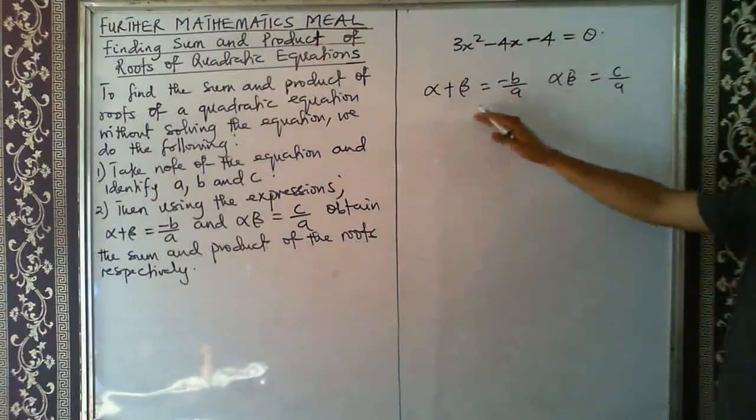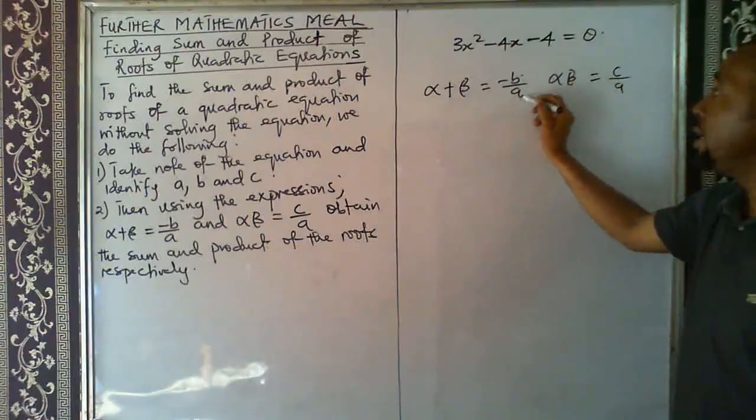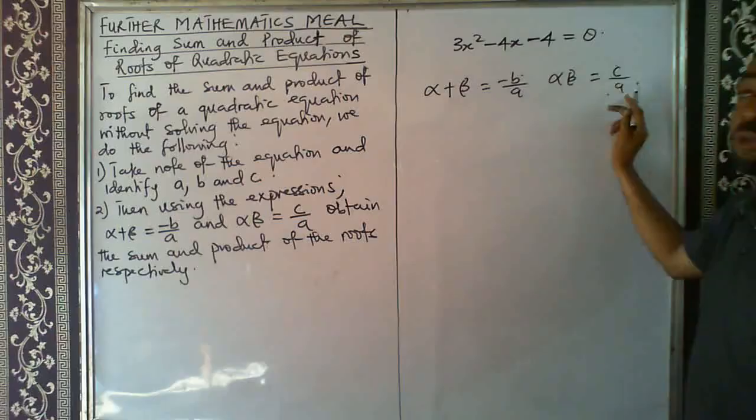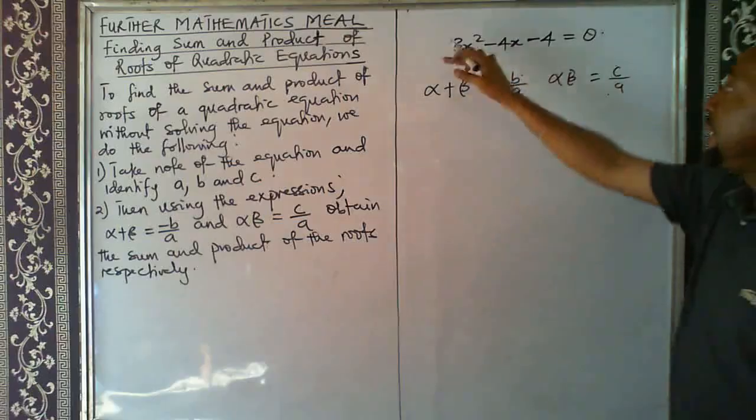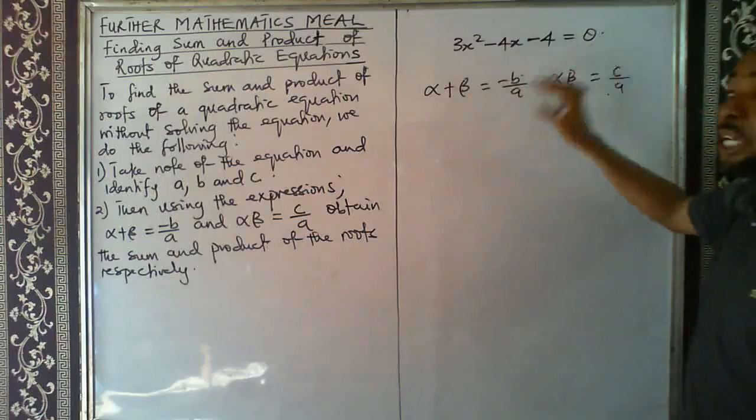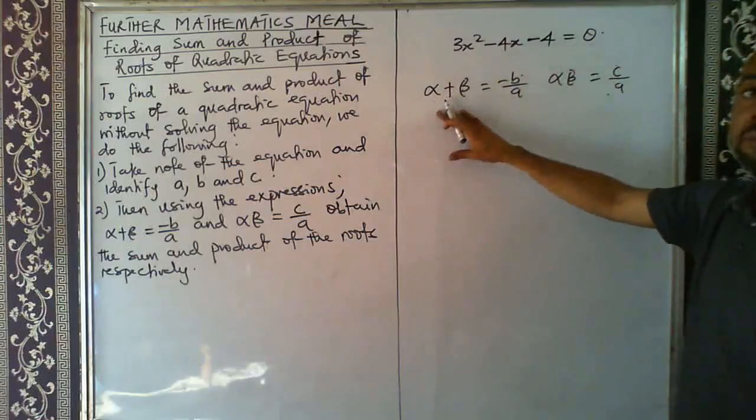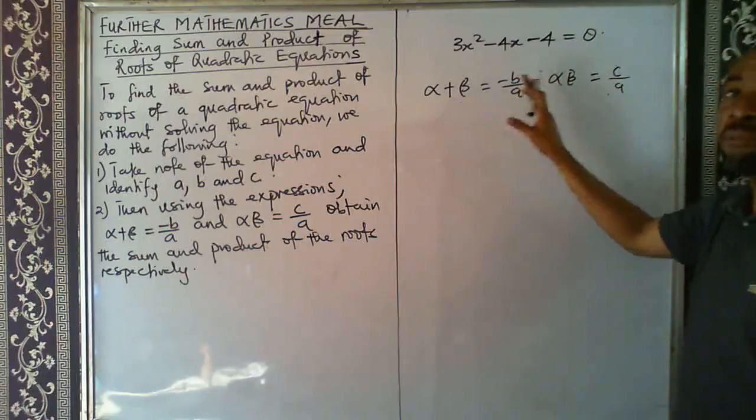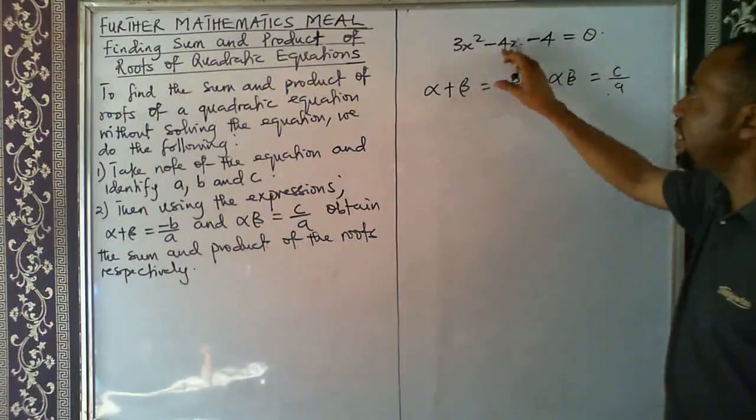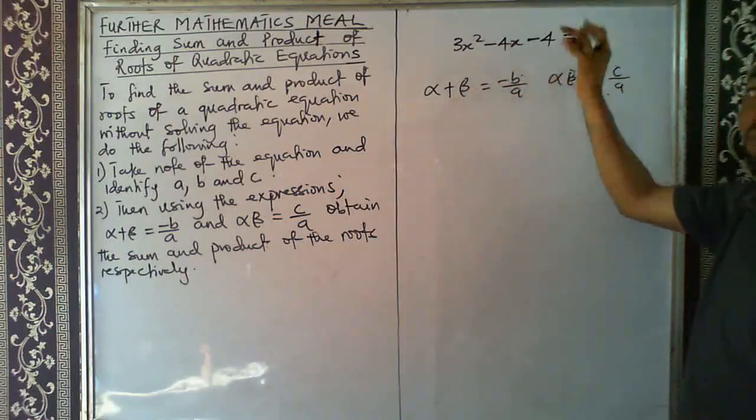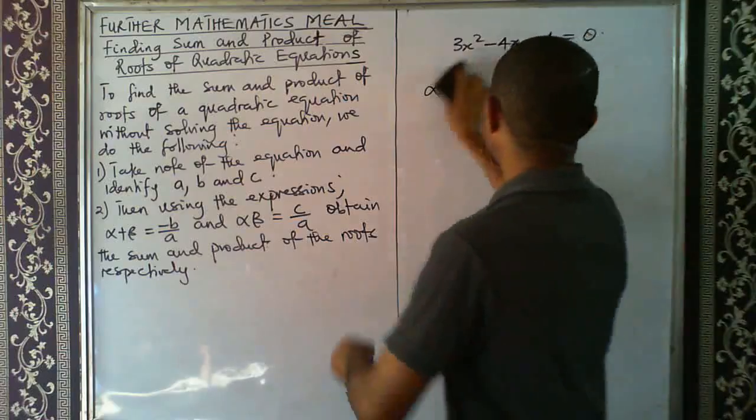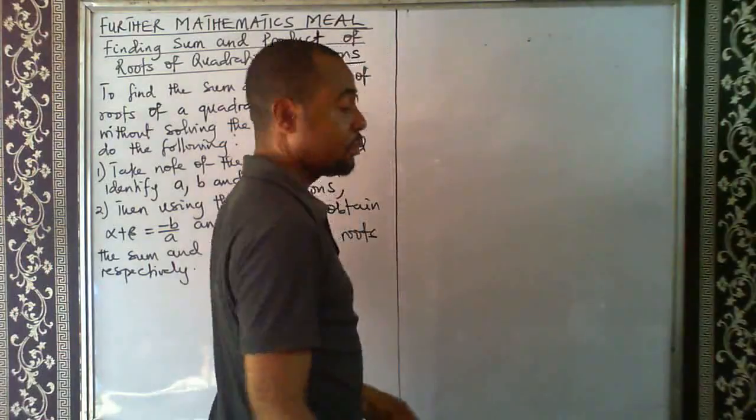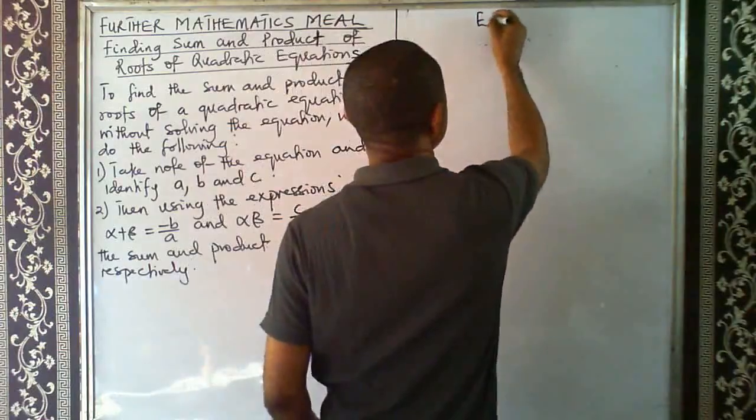So the only business you have is: what is B, what is A, what is C, what is A. If you can identify your A, B, C in the quadratic equation, then you can obtain the sum of the roots and the product of the roots without actually solving the quadratic equation to first of all find the roots. So we're going to take this one as the first example. Example 1.